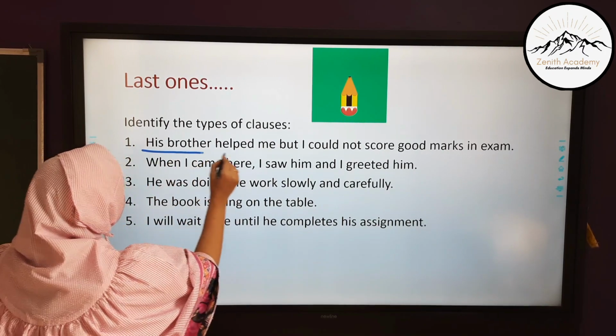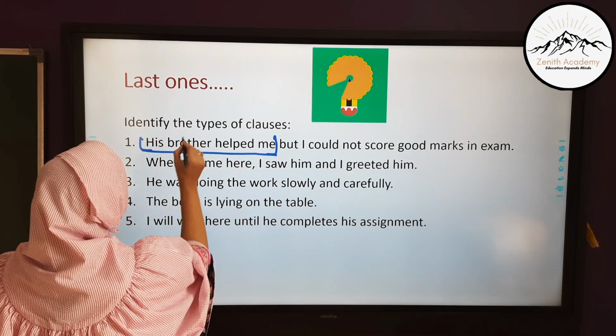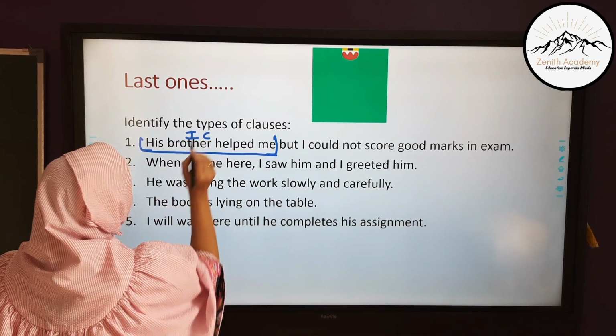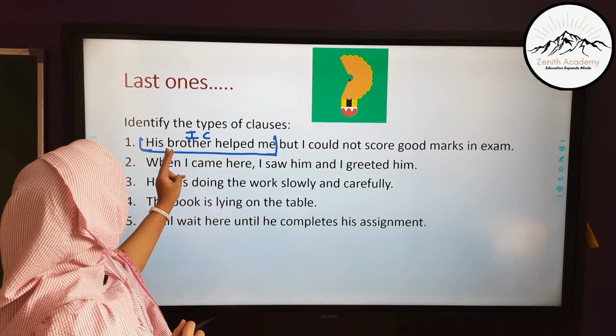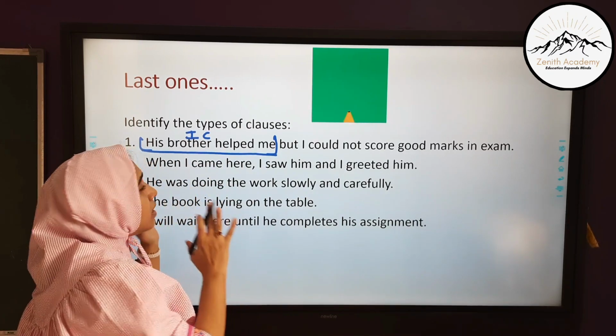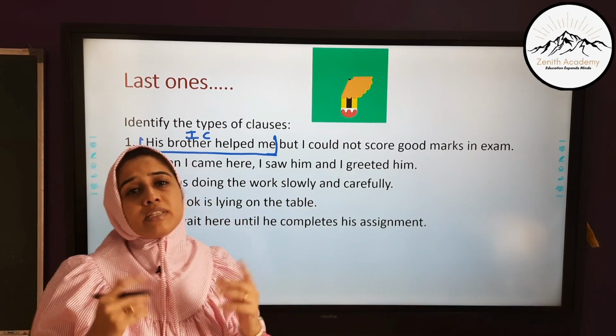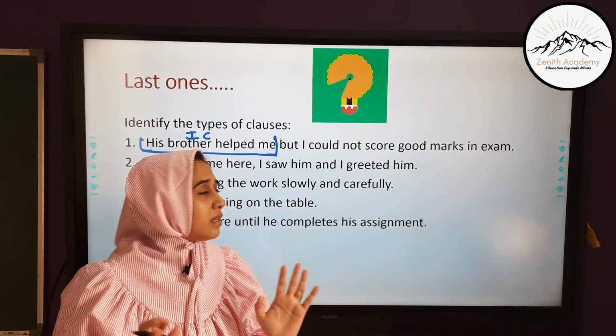His brother helped me. This part of the sentence is the independent clause, where his brother is the subject, helped is the verb, and only this much of the sentence also conveys the meaning that I received help from his brother.